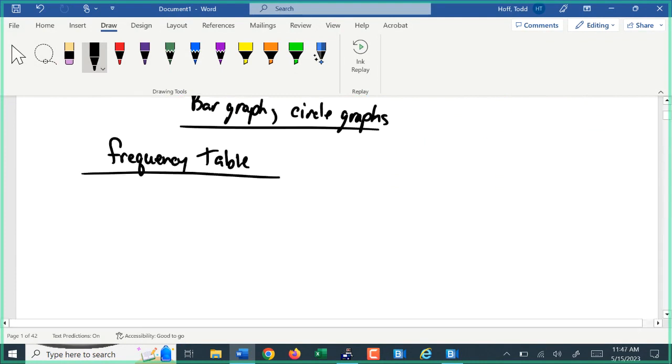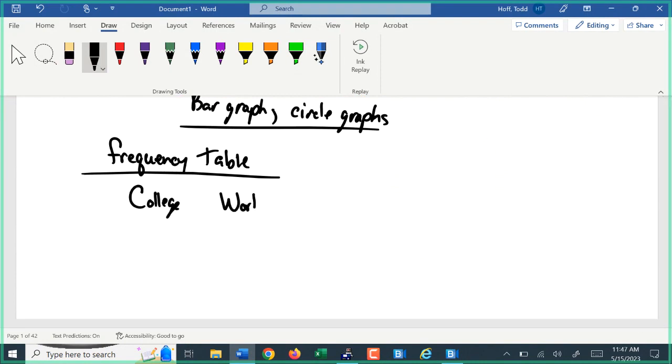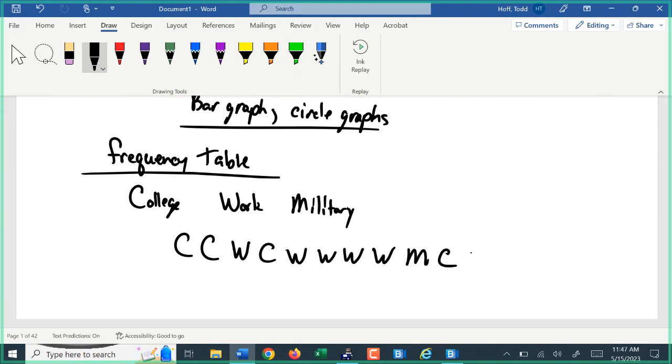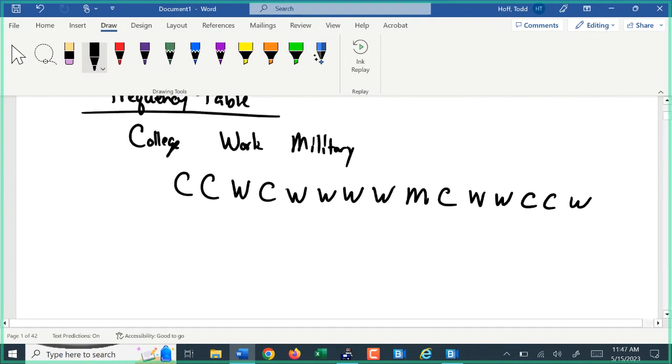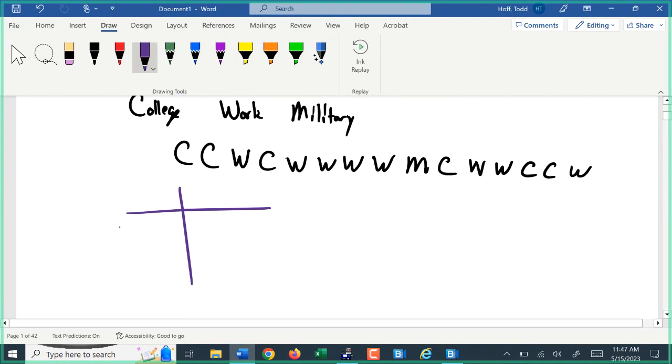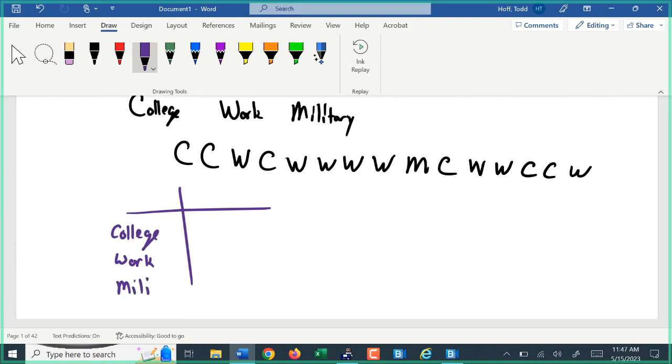So if I asked you what your plans were after high school, and you had college, work, or military, and we looked at responses, we had, just listing out C, W, and M. And it's listed them like that. So if I wanted to look at that data set and figure out, well, what are students going to do, I would have to count each individual response. But I could make that frequency table where I have college, work, and military listed here.